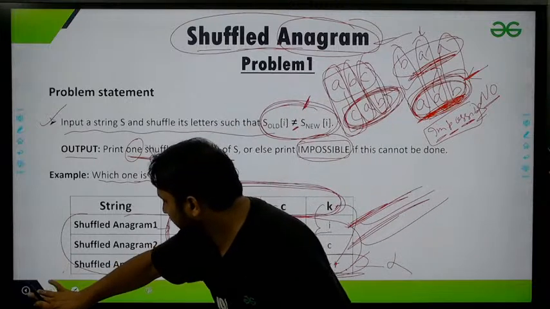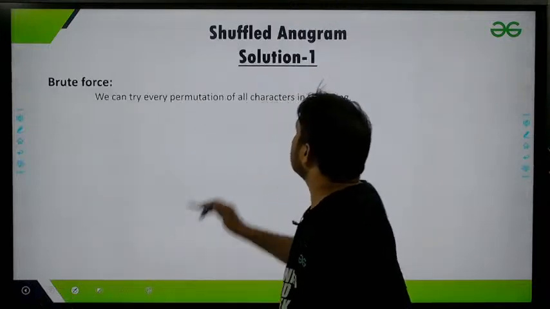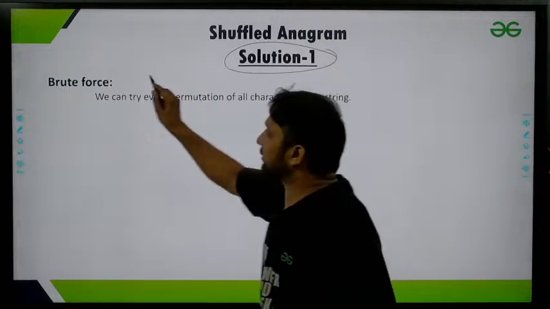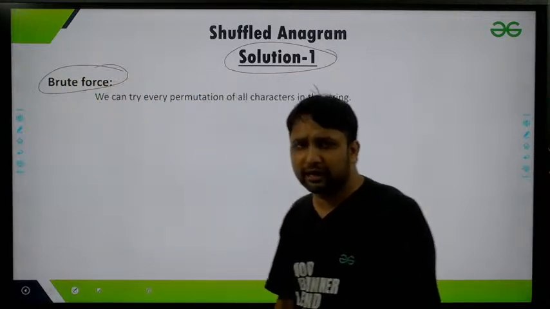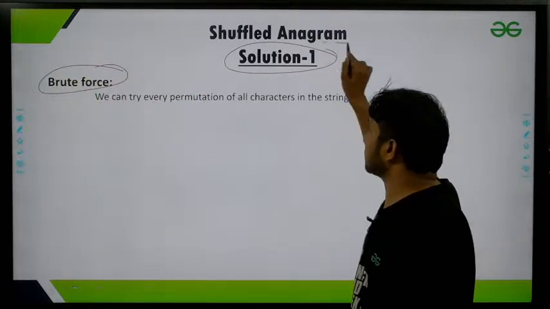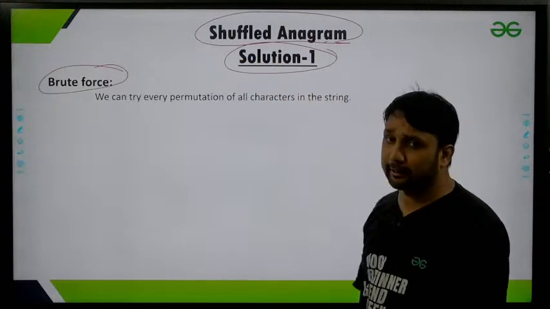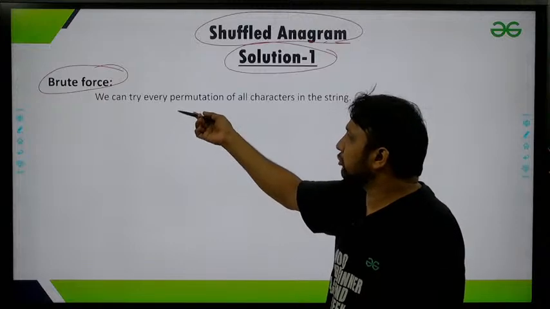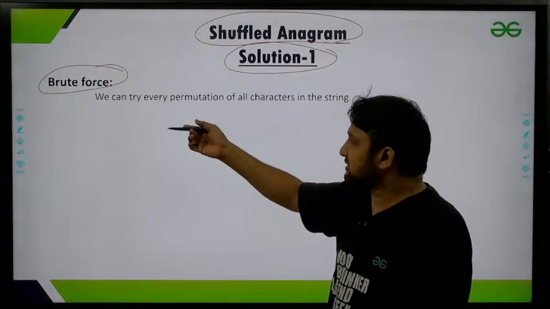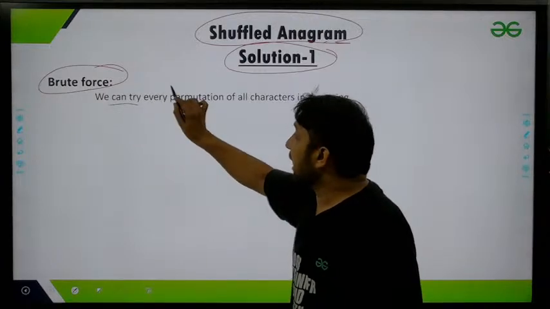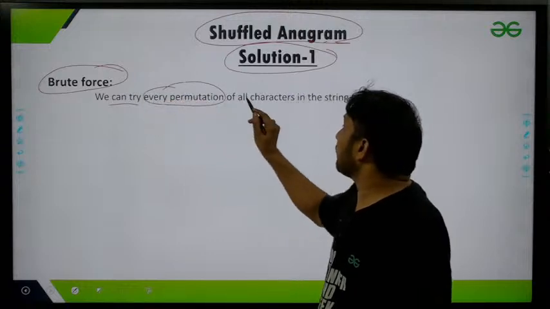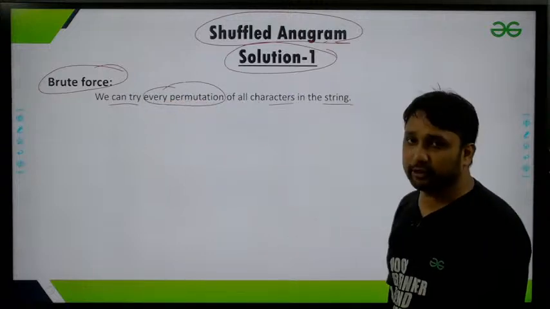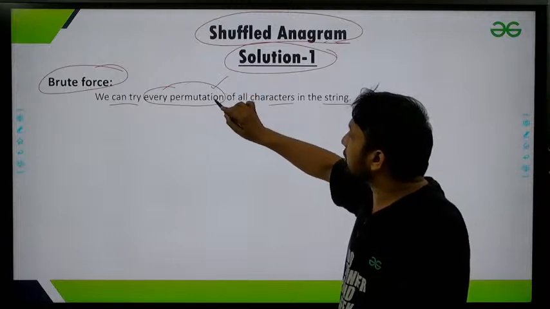Okay, let's move on and check out the solutions for this. Let's take the first solution. Let me apply the brute force approach to solve this problem, the problem of shuffled anagram. According to the brute force approach, let me share what comes to my mind first. We can try every permutation of all the characters in the string. We can try all the permutations.